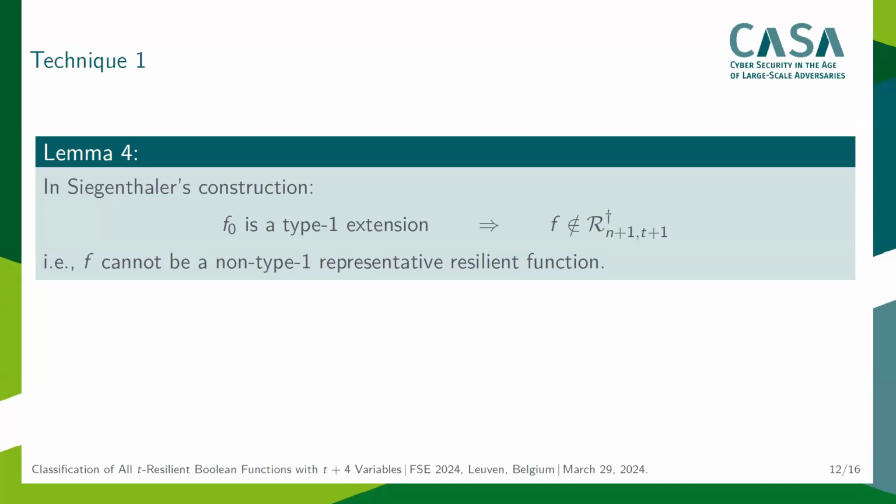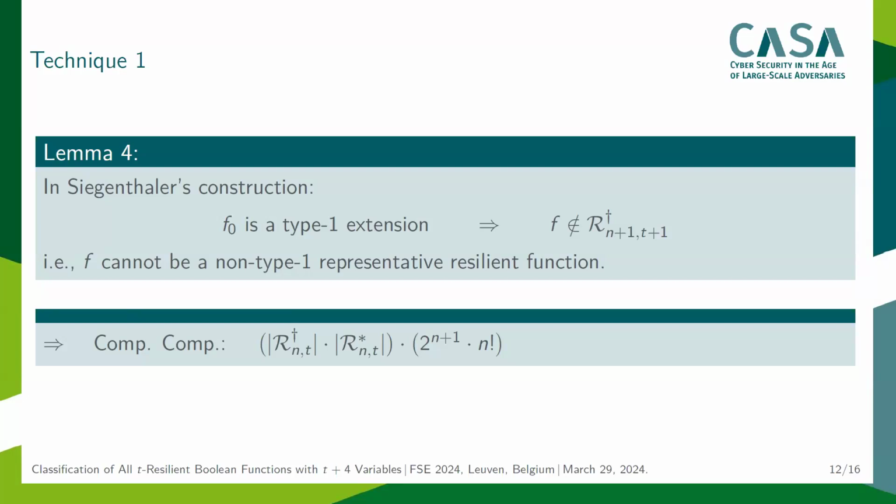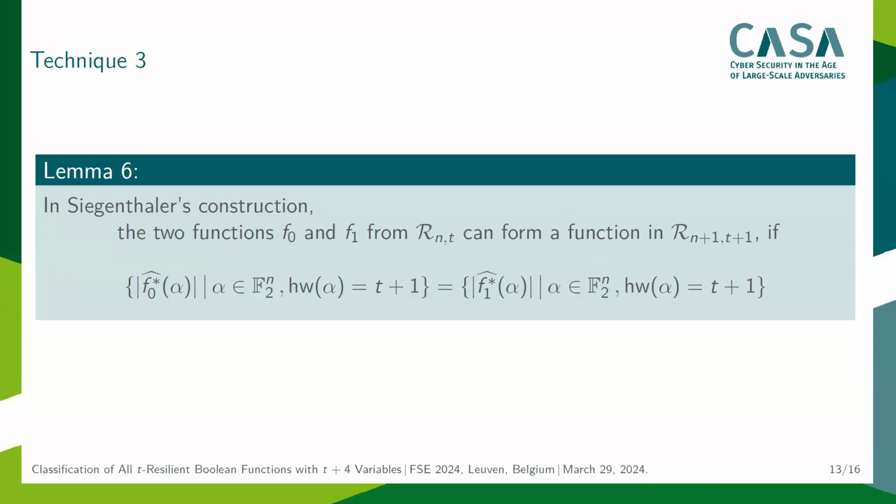We also use 3 other techniques to reduce the number of representative pairs for F0 star and F1 star. The first one is that if F0 is a representative function, there will be no function F composed of F0 and any F1 that can be in the set of representatives and also not a type 1 extension. So for our search, for F0, we don't need to go through all the representatives. We only need to check representatives which are not type 1 extensions. There is a second technique too, but it is a bit complicated. I suggest you check it in the paper if you are interested.